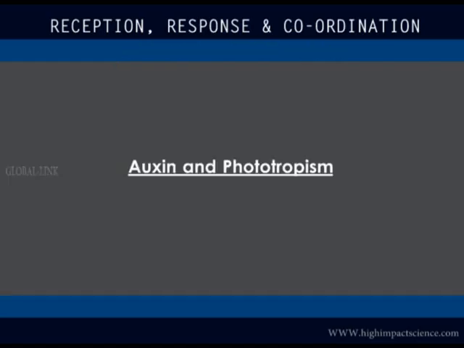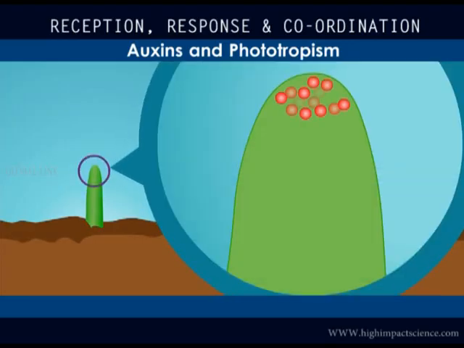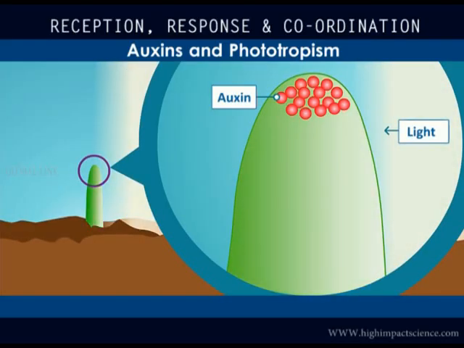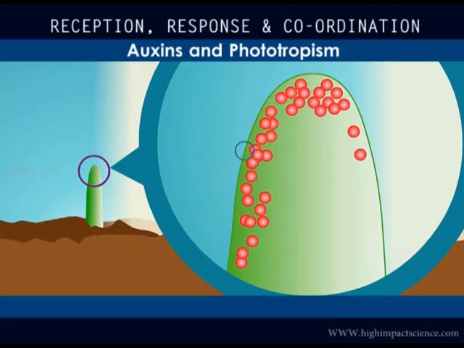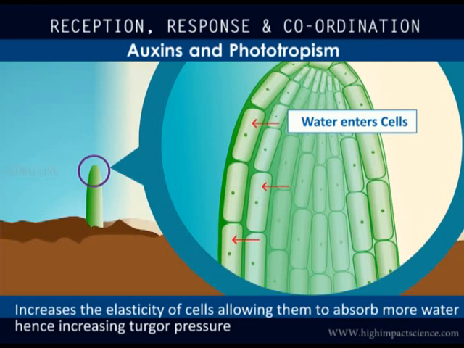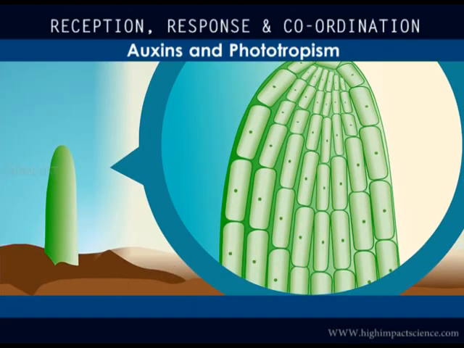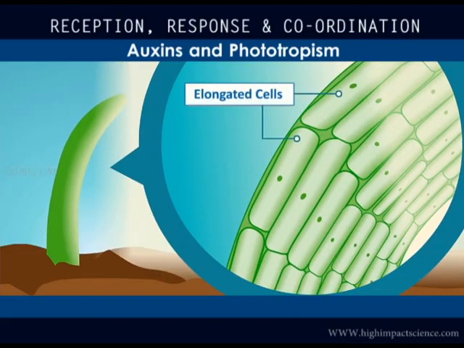Auxins and phototropism. Auxin is produced at the apex of the stem. Under light shining on one side, auxin is distributed to the shaded side, creating a gradient of the hormone across the stem. In the cells, auxin increases the elasticity of the cells, allowing them to absorb more water and therefore increasing turgor pressure. Consequently, the cells on the shaded side become elongated and cause the shoot to bend towards the light.